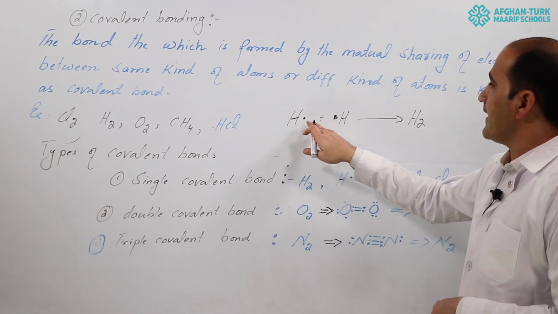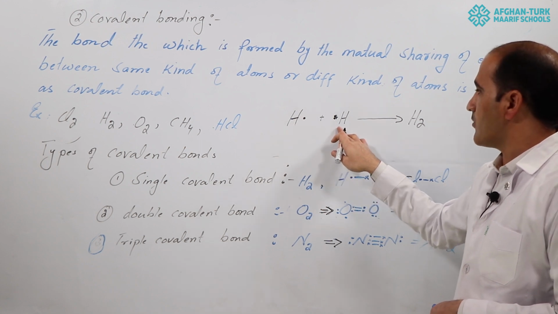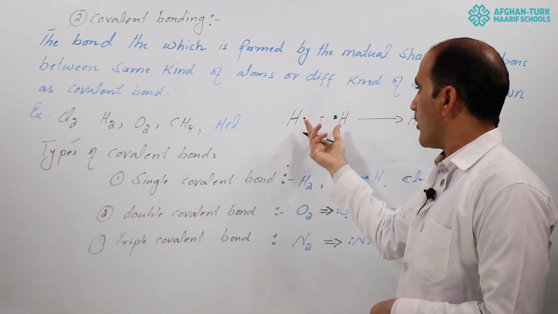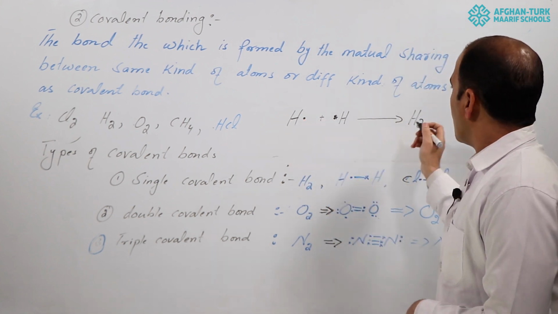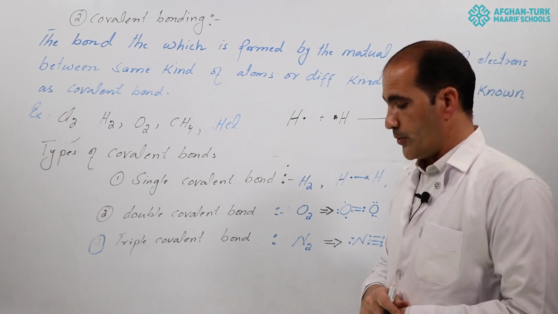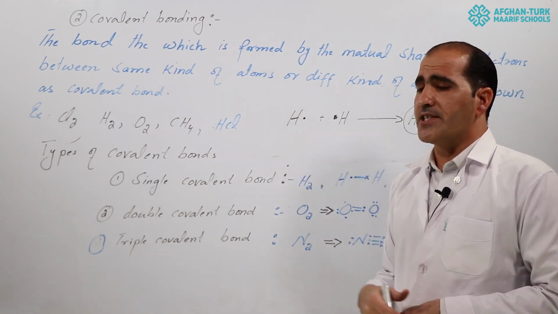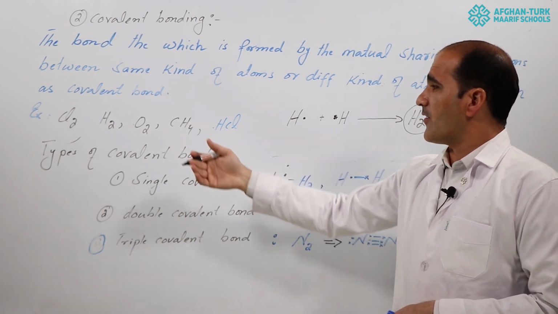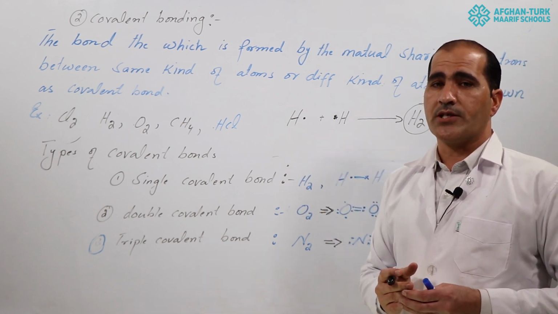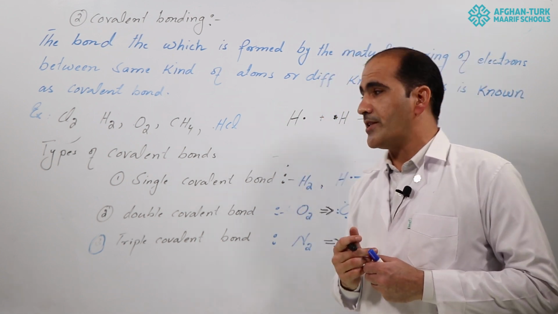You can see here that both are the same kind of atoms, hydrogen atoms, sharing their electrons with each other. Molecules will be formed, which we call hydrogen molecules. The same is true for chlorine atoms, oxygen atoms, and other atoms. They share their electrons with each other, and as a result, a covalent bond will be formed.